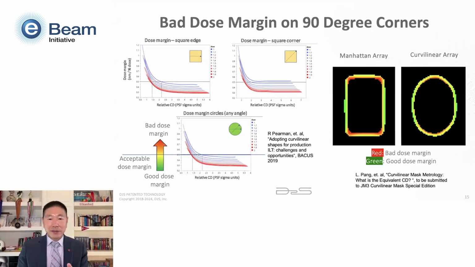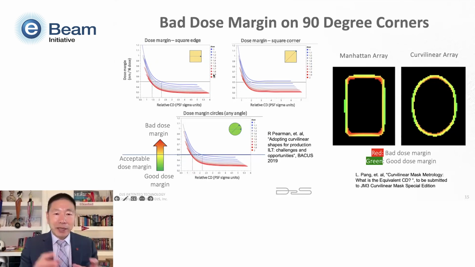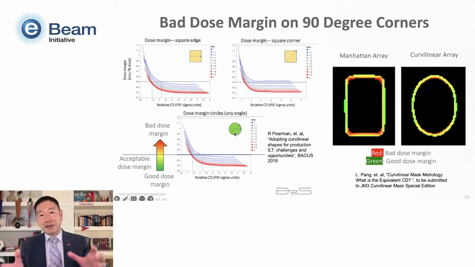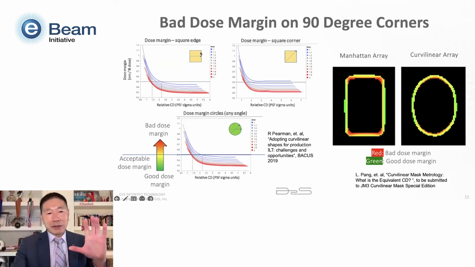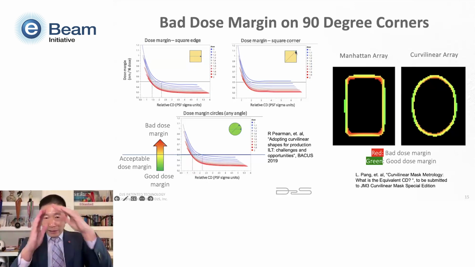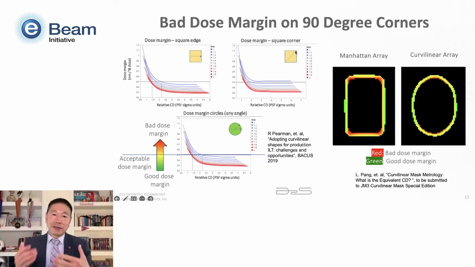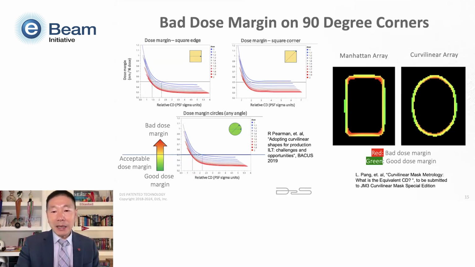And this study was also done by Dr. Perman a couple of years ago. It will take a while to explain his chart, but basically he showed if you have a disk pattern, then the dose margin in any direction is good and the same. But if you look at the square shape, on the straight edge the dose margin is good, but on the 90-degree corner, the dose margin is actually really bad and not acceptable.